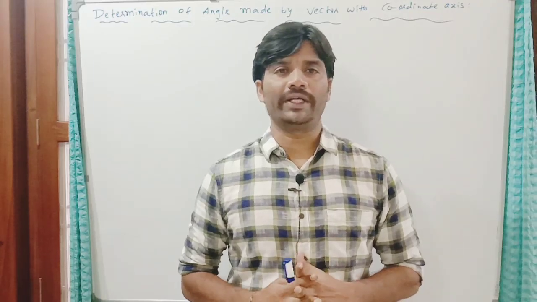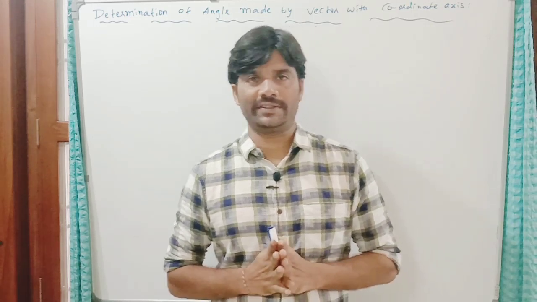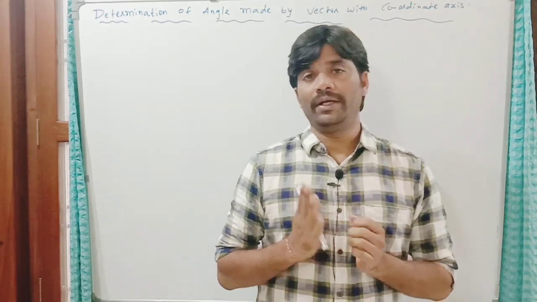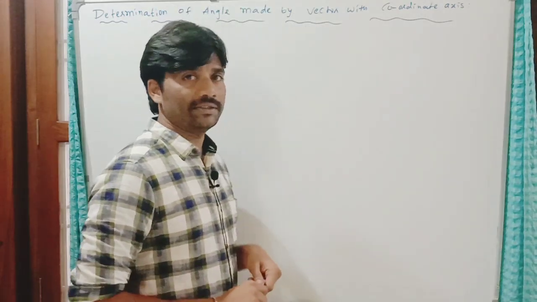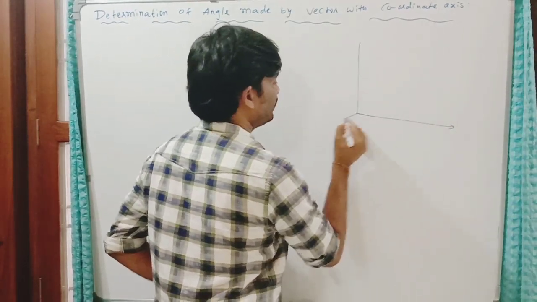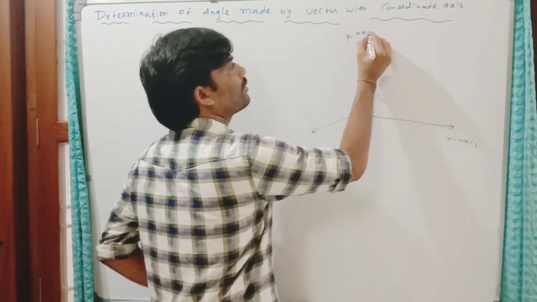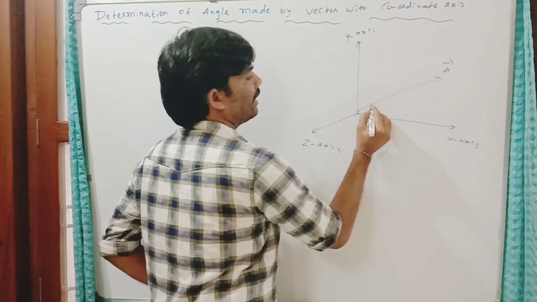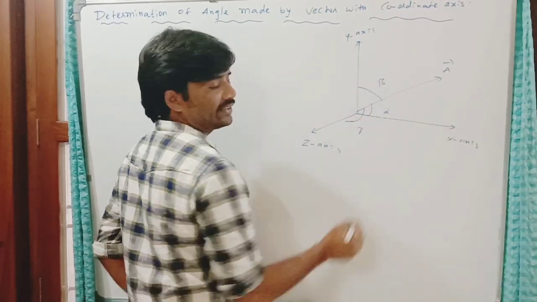In this class, I am going to explain determination of angle made by vector with coordinate axis. As I told you in the last lecture, angle made by vector can be determined by using direction of cosines. In the last class, I explained resolution of vectors. If it is the coordinate system with x-axis, y-axis and z-axis, now if it is the vector A making alpha angle with x-axis, beta angle with y-axis and gamma with z-axis.